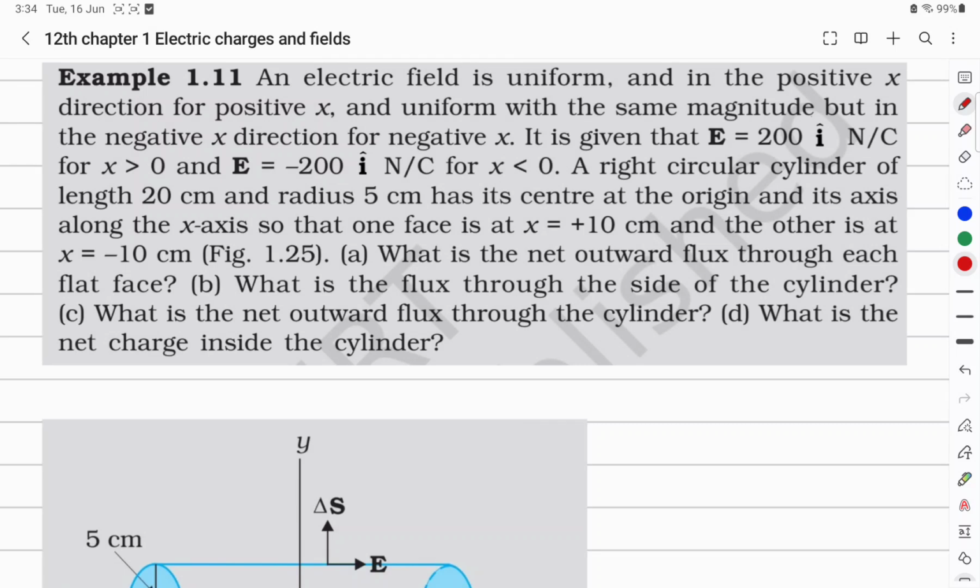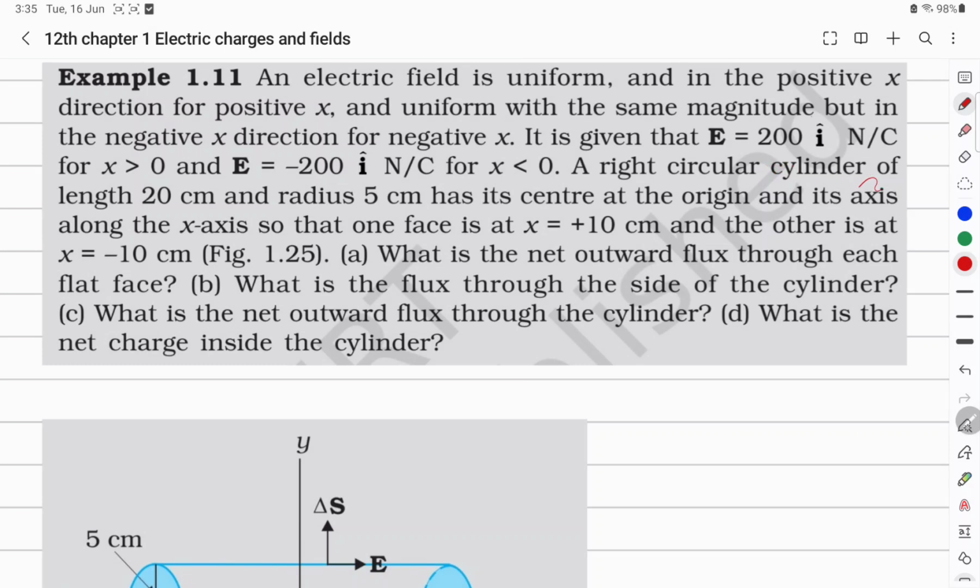Today we are going to see Physics 12th Chapter 1 Example 1.11. In this question they have given us an electric field that is uniform and in the positive x direction for positive x, and uniform with the same magnitude but in the negative x direction for negative x. It is given that electric field E is equal to 200 i cap Newton per coulomb for x greater than 0, and E is equal to minus 200 i cap Newton per coulomb for x less than 0.